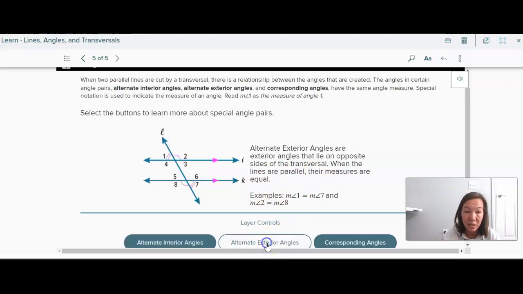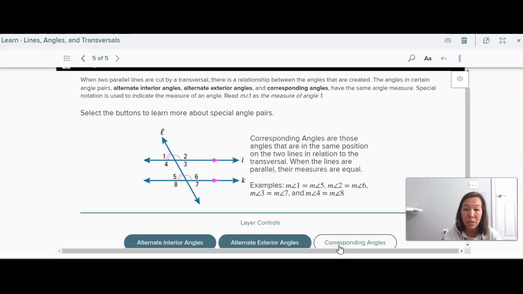Alternate exterior, 1 and 7, because they're on the outside, they're on the exterior, and they're on the opposite side of that transversal. So alternate means they're on the opposite side of that line, and exterior means they're outside the parallel lines, not inside. So then 2 and 8 are also alternate exterior.